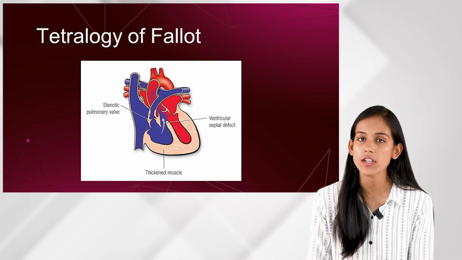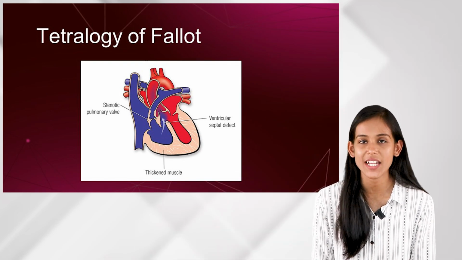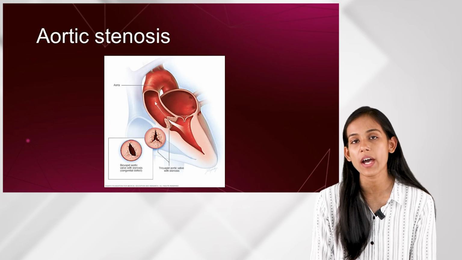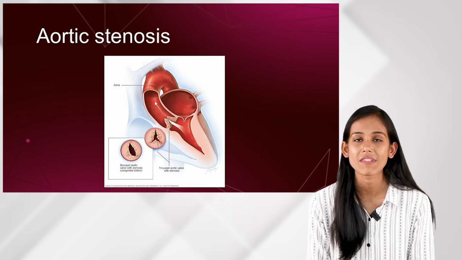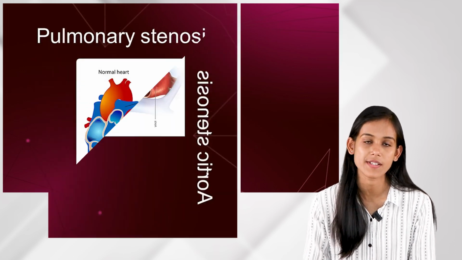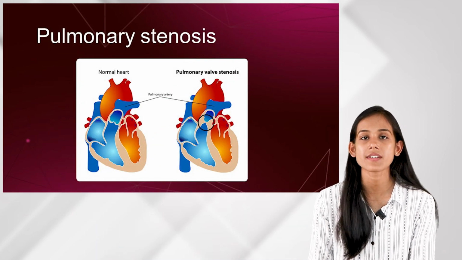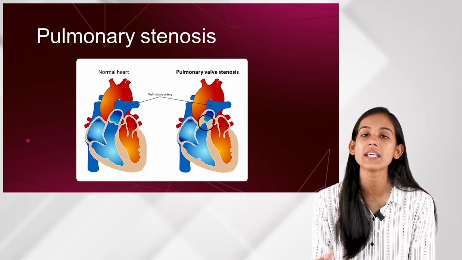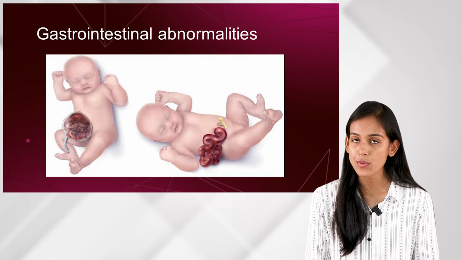Now next we have tetralogy of Fallot. In the name itself there is tetralogy, meaning a combination of four heart defects that are present at birth. This basically affects the blood flow in the heart. Apart from these, we also have aortic stenosis, as you can see in the picture, where the aortic valve has stenosis. And then we have pulmonary valve stenosis, where we have two pictures: a normal heart and a heart with pulmonary valve stenosis. These are some of the defects of the cardiovascular system, or congenital heart defects, which can be seen in newborns. Now next, moving to the gastrointestinal system.